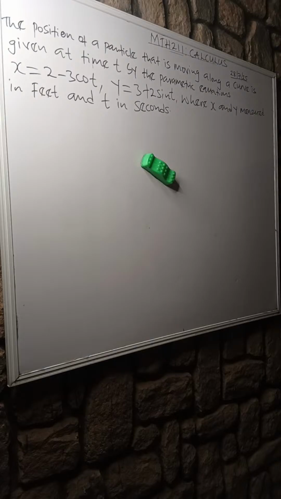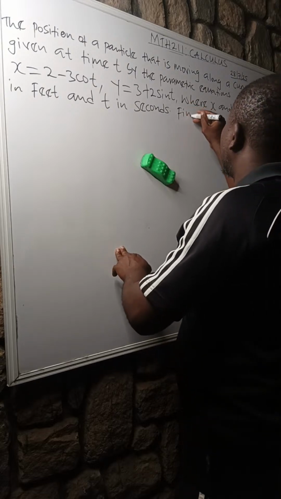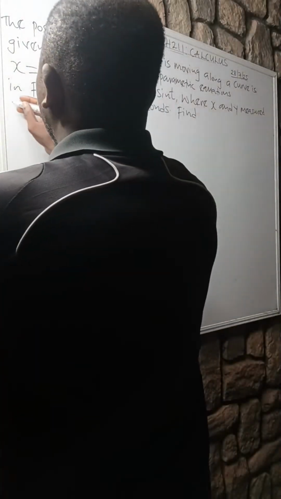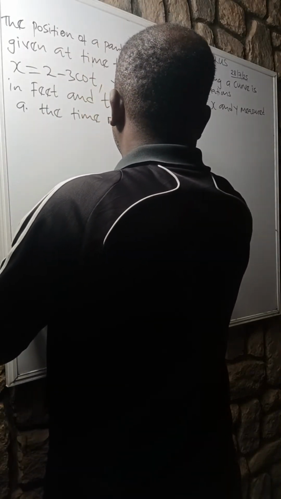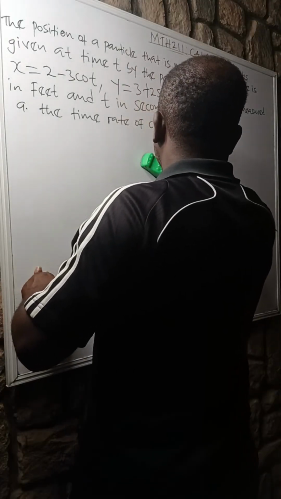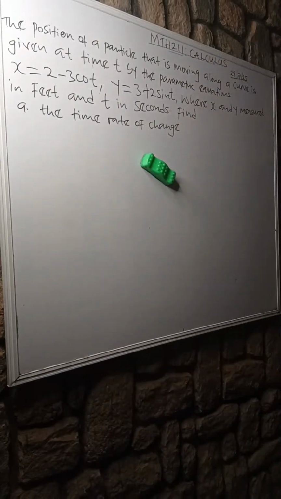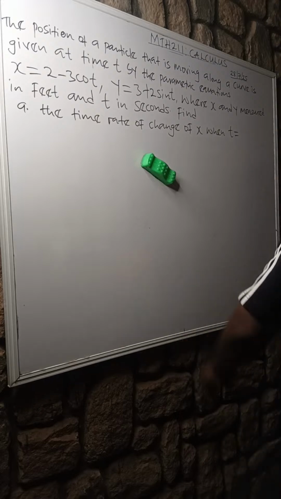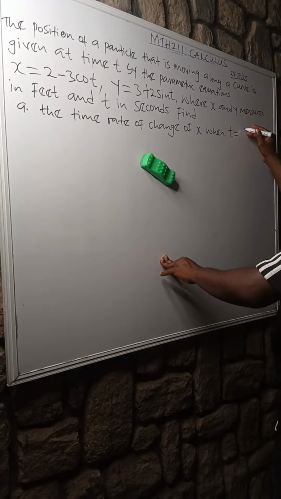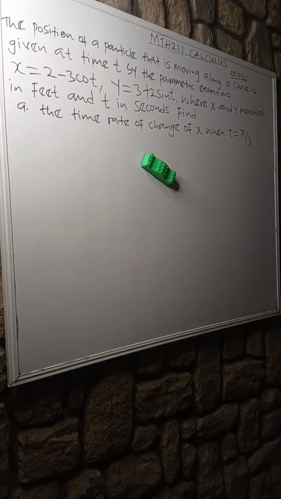One of the questions says, find A, the time rate of change of x when t equals pi all over 3.